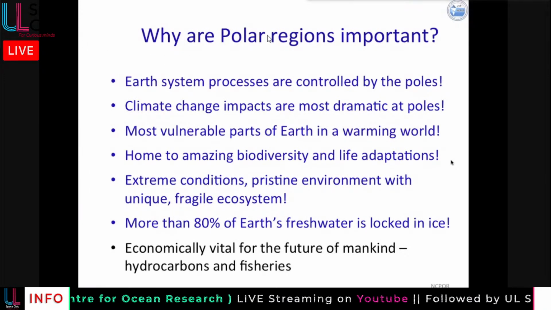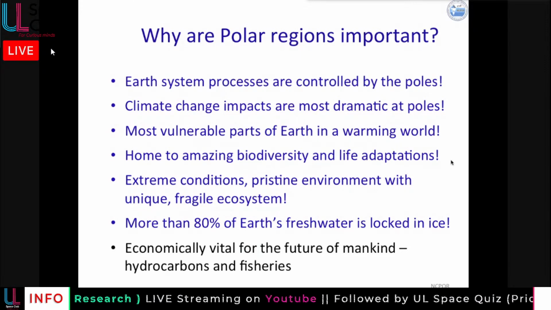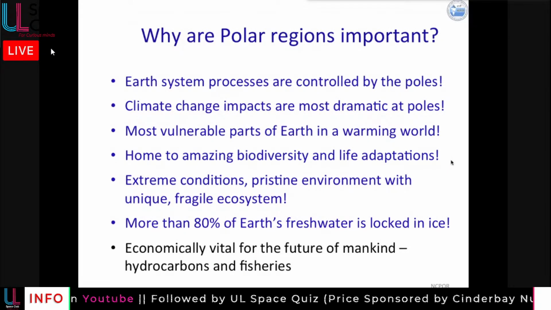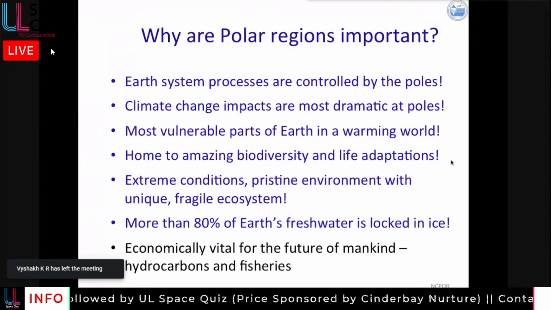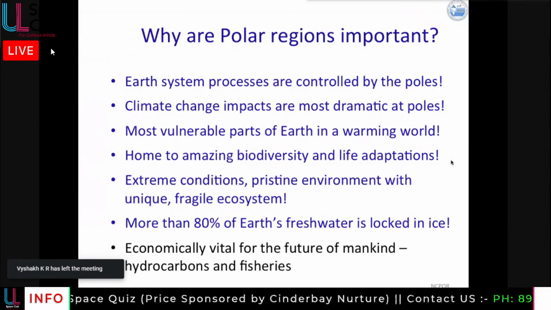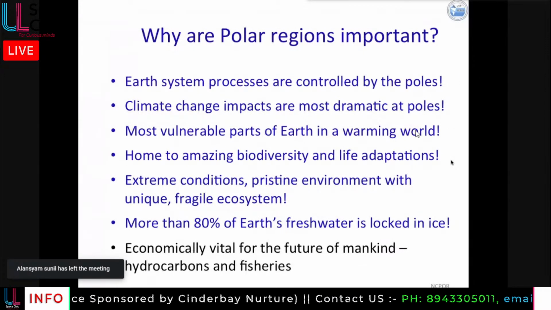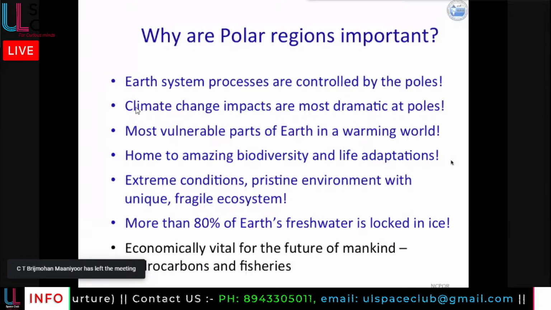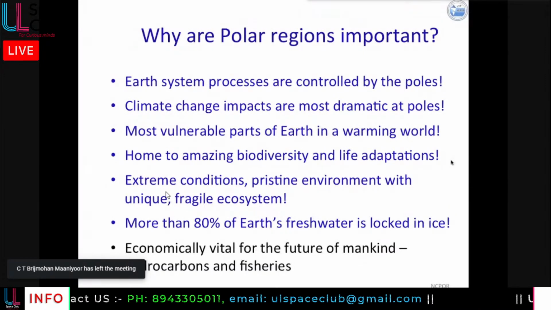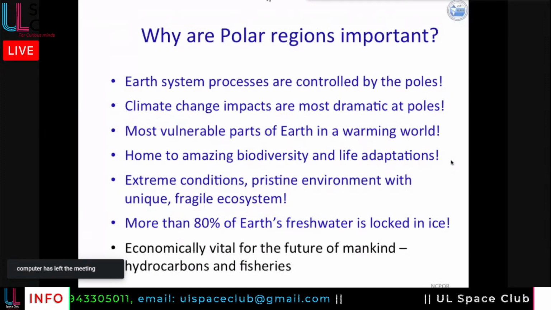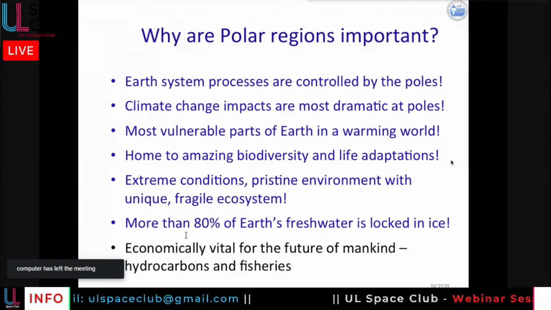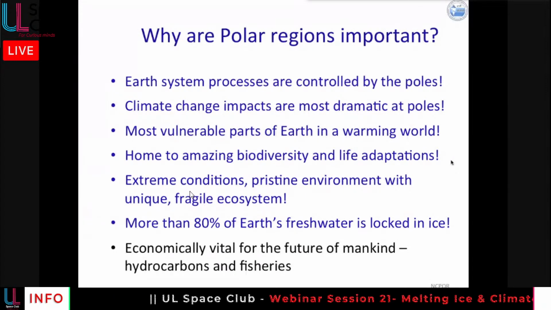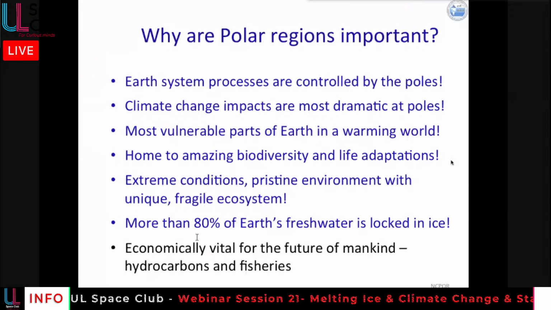You must have already heard of some of these birds and animals which you find only in the polar regions. But more importantly, there are so many lower-level life forms like microbes and viruses, and everything is so diverse in cold regions. They also have extreme conditions and a pristine environment which you cannot find anywhere else, and therefore it has a fragile ecosystem. Most importantly, more than 80% of the Earth's fresh water is locked in ice. If you look at the future of Earth's freshwater requirement, it could be coming from this ice. That's not a surprise. Therefore, people are really studying it in a much bigger way.